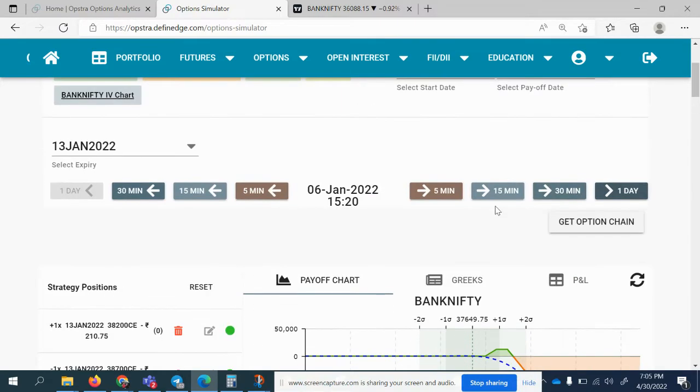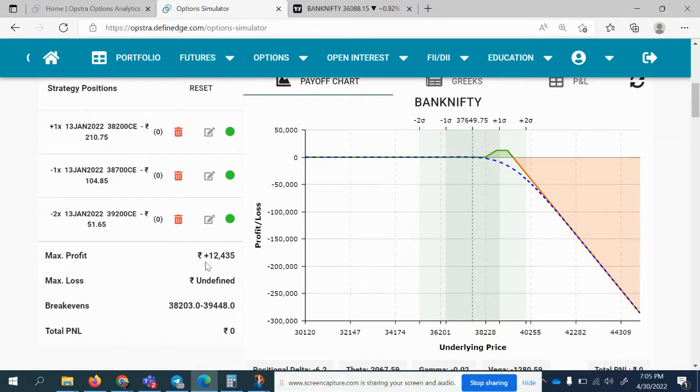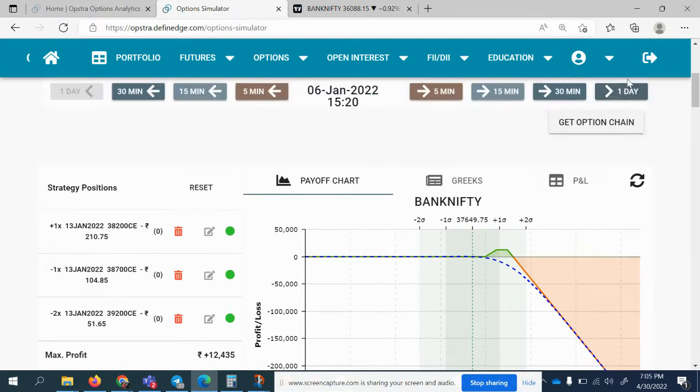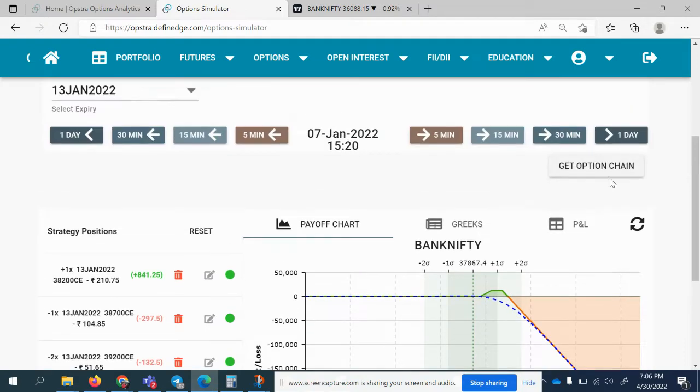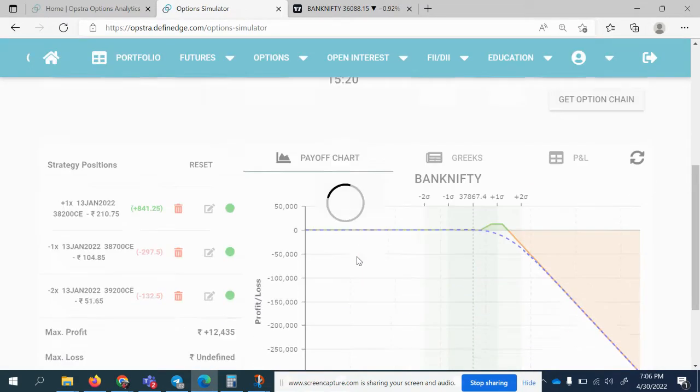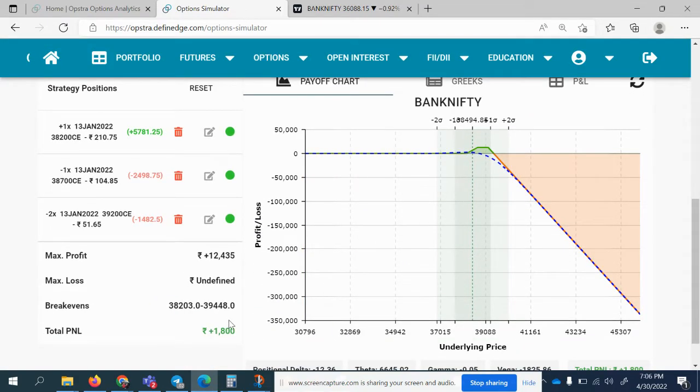Let me take you to the next day. Just check on 12, this is your maximum profit. I'll go to the next day. I have a profit of 411, so I think I can just take a risk and go to the next day. Now I have a profit of 1,800.